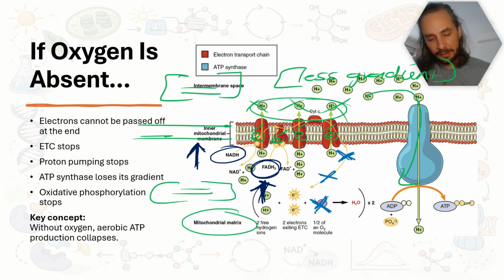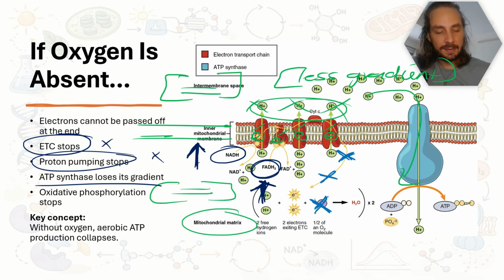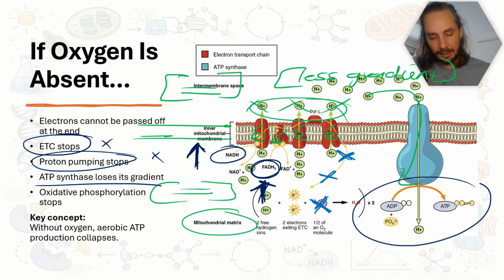So without oxygen, the entire electron transport chain stops. Proton pumping stops, ATP synthase loses its gradient, and then oxidative phosphorylation stops, meaning I'm not making ATP.